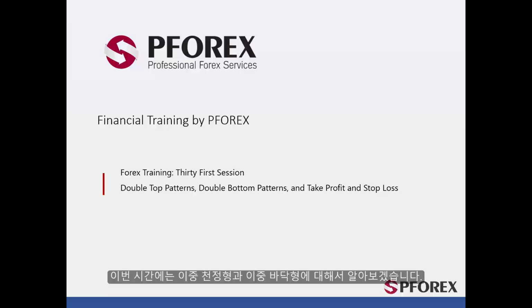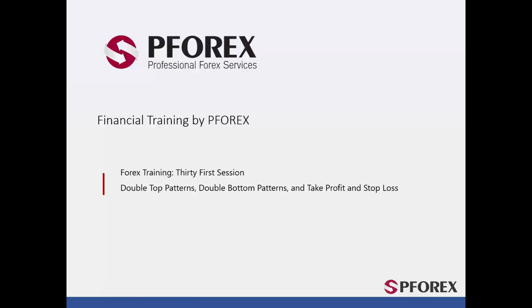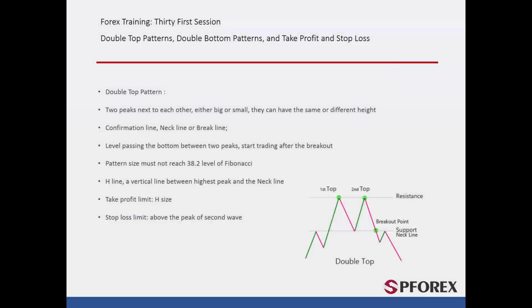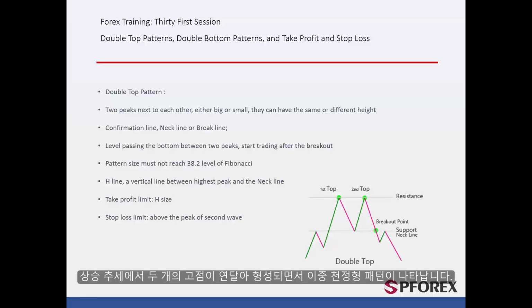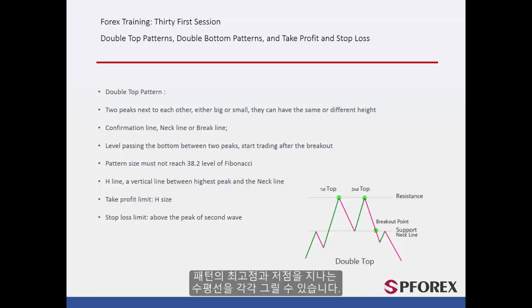In this session, double top and double bottom patterns will be studied. Double top pattern. When two peaks on an uptrend are formed next to each other, a double top pattern can be drawn by placing two level lines on the highest peak, in addition to the valley between two peaks. The height of peaks can be equal or different, while their forming time may differ.